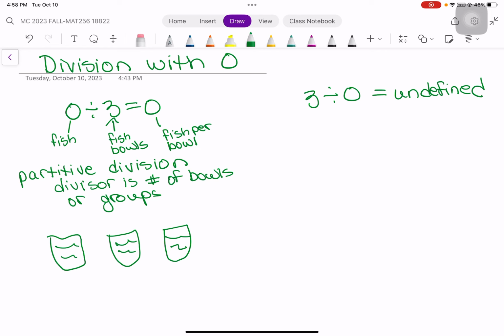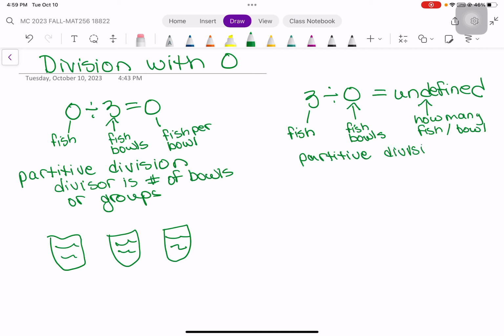On the other problem, 3 divided by 0, in this case, you have 3 fish. You're trying to split them into 0 fish bowls. So how many fish per bowl? Now this is still partitive division because the divisor is still the number of groups or the number of bowls. So it's the same over here.